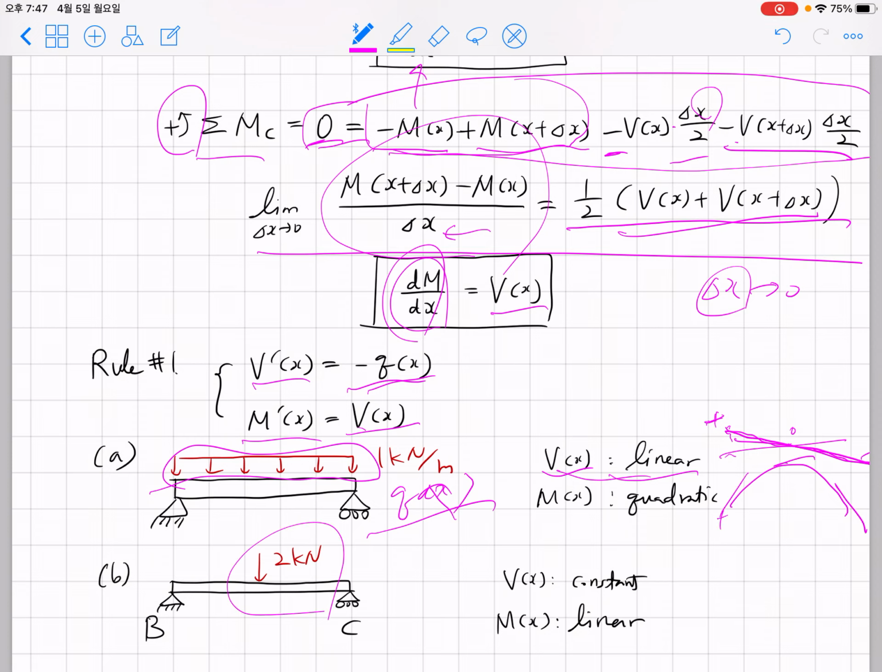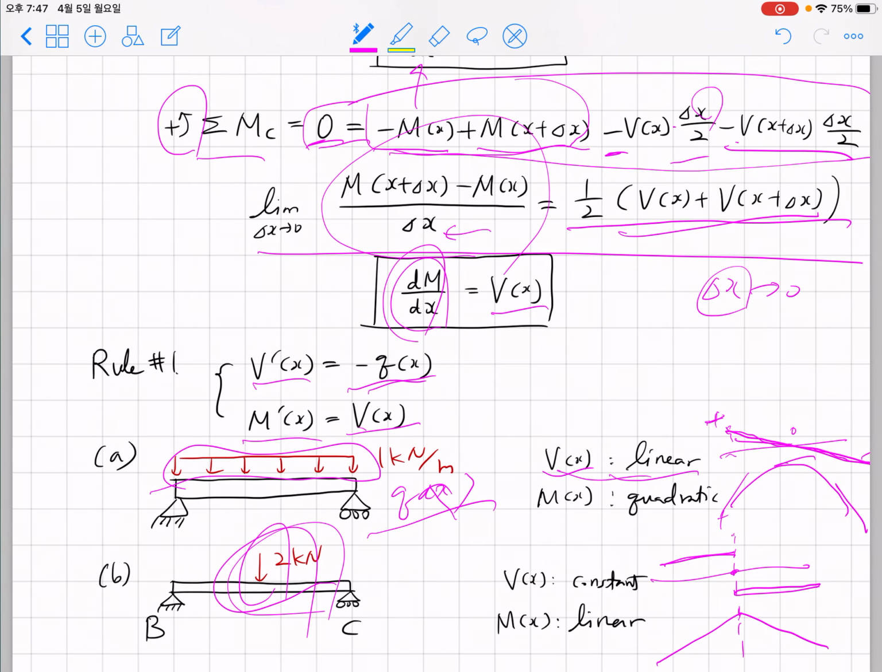And we have a similar relationship in problem B. So we have constant v and constant v with respect to this 2 kilonewton point force. Because we have a positive force here and a negative force v here, what we have found about moment m is that we have linearly increasing moment and linearly decreasing moment before and after the 2 kilonewton point external force. Okay, so this is the rule 1 we found about distributed loading qx.